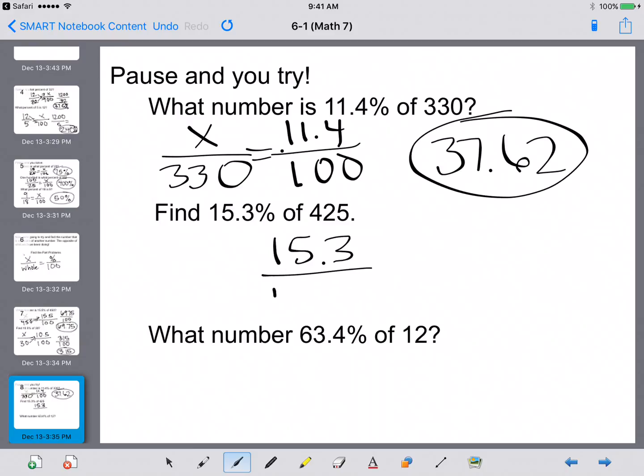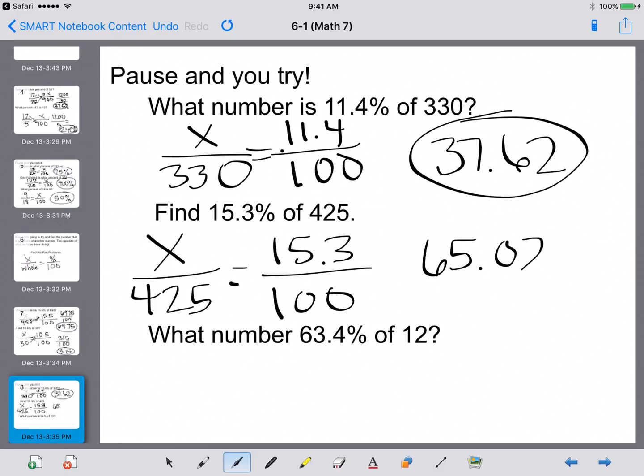15.3%, sorry, 15.3 out of 100. That equals some number of 425, so 425 is on the bottom. And our answer there is 65.025.